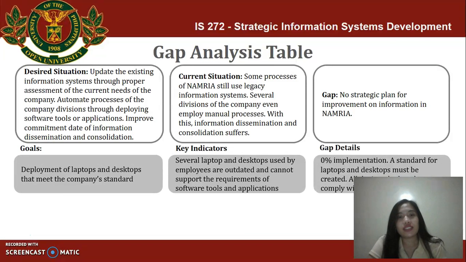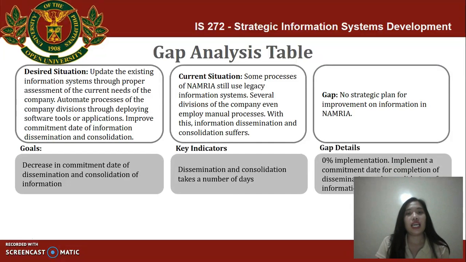The next key indicator is that several laptops and desktops used by employees are outdated, and some of them even can't support the requirements of the software tools and applications they are using. With that, our goal here is to deploy laptops and desktops that meet the company's standards. So the gap is there should be a standard created. Right now, there's no implementation yet, and all devices must follow that standard.